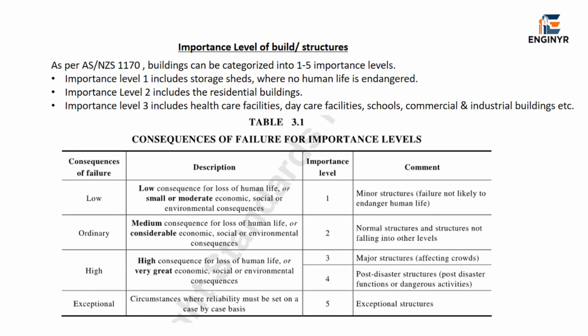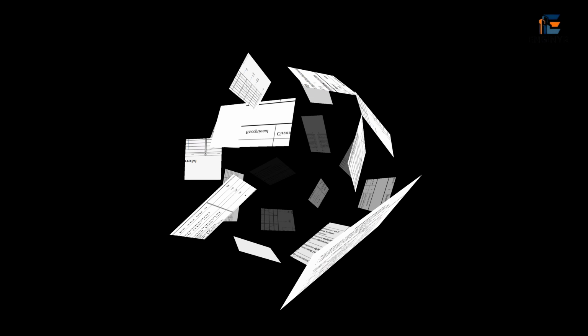Every structure is assigned an importance level under AS/NZS 1170, ranging from 1 to 5. Importance level 1 includes structures like storage sheds where no human life is endangered. Importance level 2 covers residential buildings, the most common category for houses. Importance level 3 includes higher risk buildings such as healthcare facilities, daycare centers, schools, and commercial or industrial buildings. This table shows how failure consequences and design requirements scale up with each importance level.